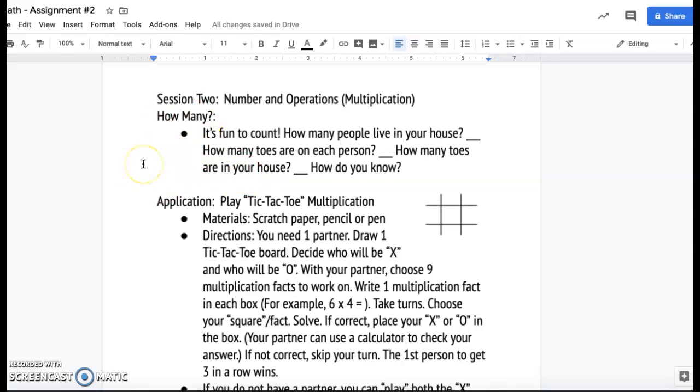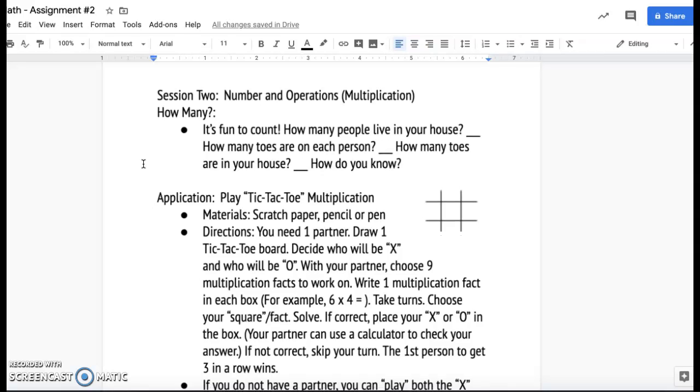You could do how many legs of pets do you have altogether? You could do the legs on the chairs around the table. You could do all kinds of different how many's around your house. So see if you can figure out as many as you possibly can, because that'll be fun. And then share them with me if you want to.